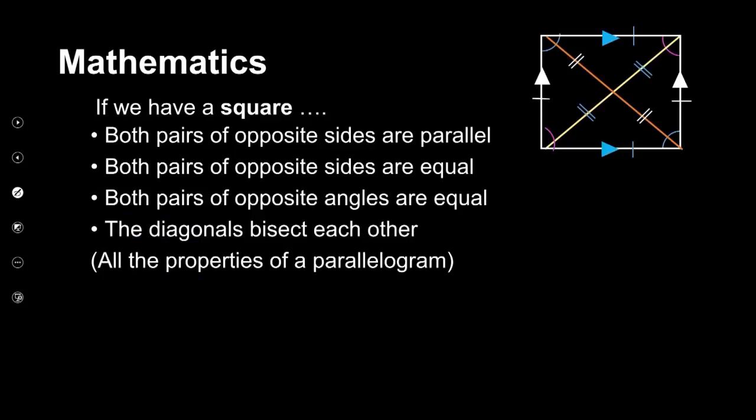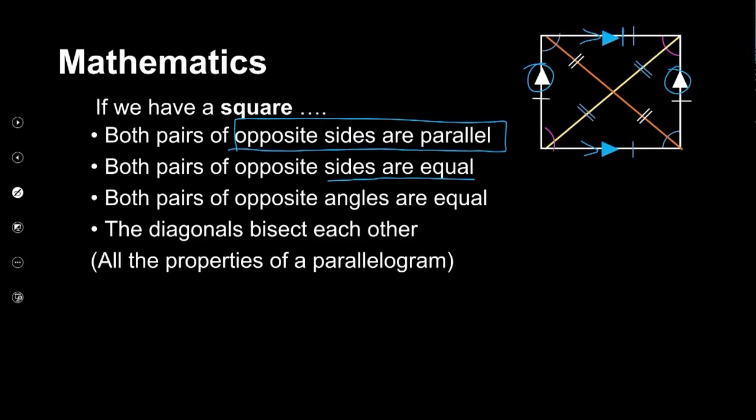Now, if we have a square, what we know is that both pairs of opposite sides are parallel. So I will have this to be parallel to that, and then I will have this to be parallel to that. Then both of these pairs are also equal to each other. Hence, this will be equal to that, and this here will be equal to that. Both of the opposite angles in terms of the pairs are also equal, making this equal to that there, and making this equal to that there, right?